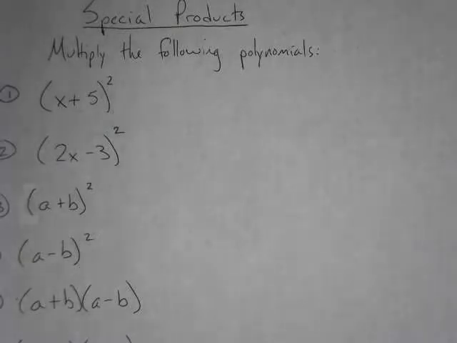Hey y'all, we're moving on in the unit on working with polynomials, and we're going to continue multiplying them. One of the neat things about multiplying polynomials is that sometimes you'll come across what are called special products. There are really only two types of special products, called perfect squares and conjugates, but we'll get there in a second with the vocab.